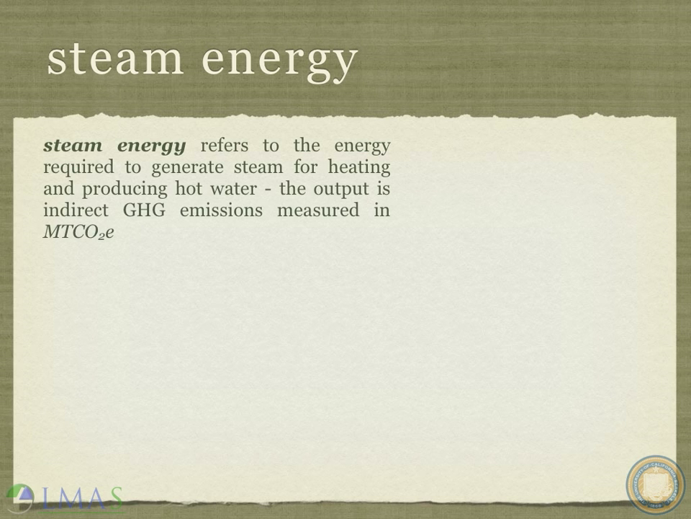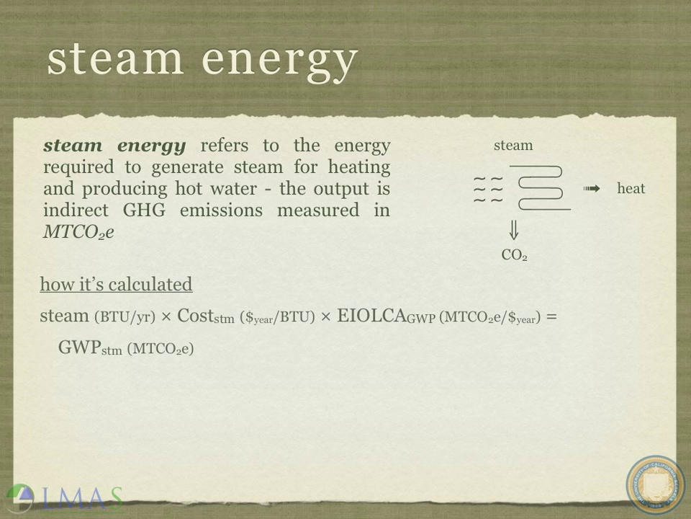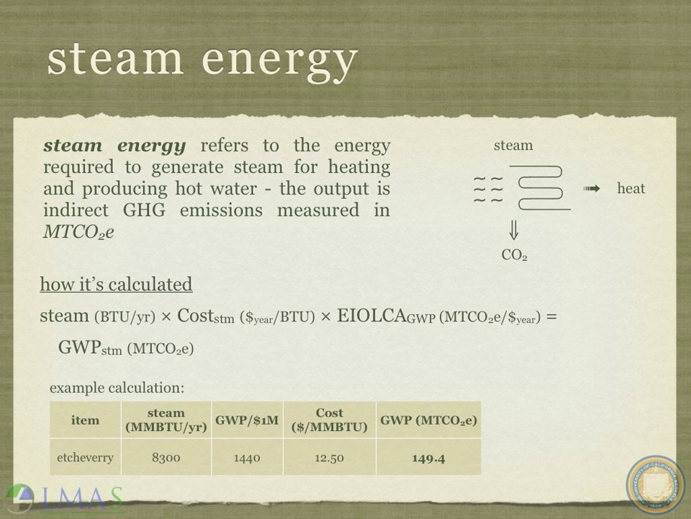Steam energy refers to the energy required to generate steam for heating and producing hot water. The output is indirect greenhouse gas emissions measured in metric tons of CO2 equivalent. To calculate the emissions, steam, which typically uses natural gas, is multiplied by the steam cost and by the EIO-LCA GWP sector for steam. An example of steam emissions of Echeverry Hall is given below.